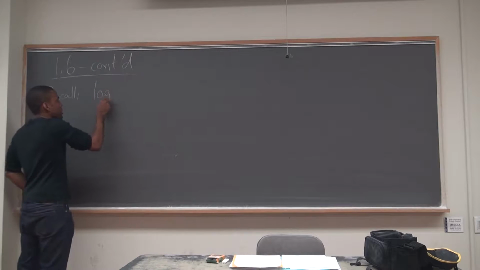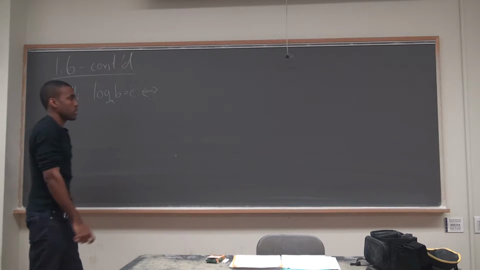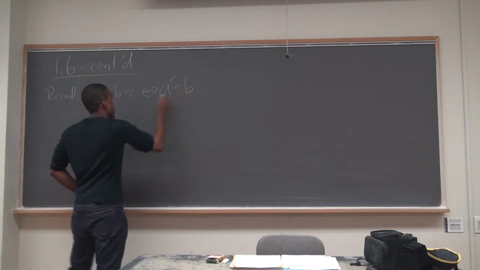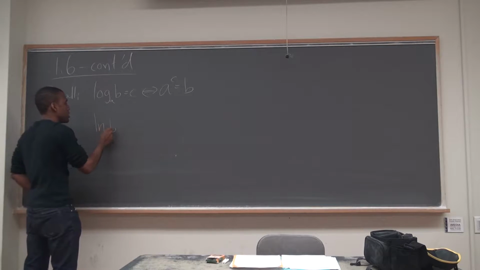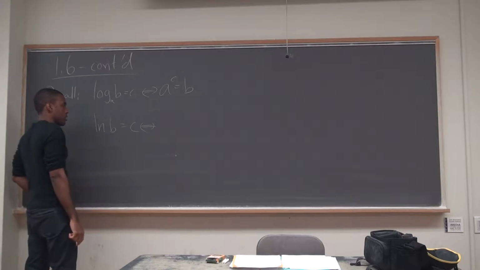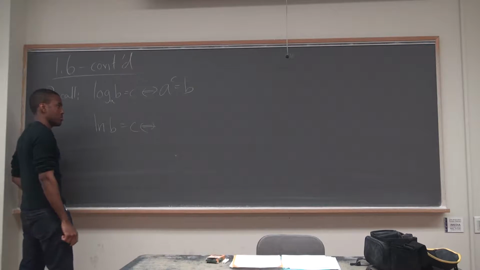If I write log to the base a of b equals c, that's the same as me writing what? A to the power of c equals b. Okay. What if I write ln of b equals c? What am I saying? Log of base e.